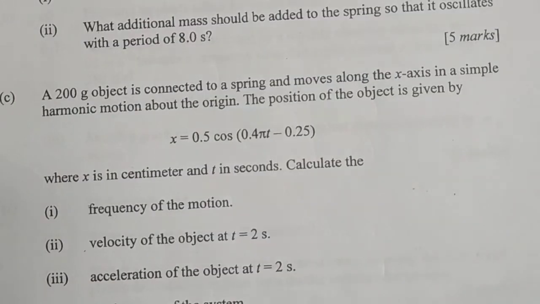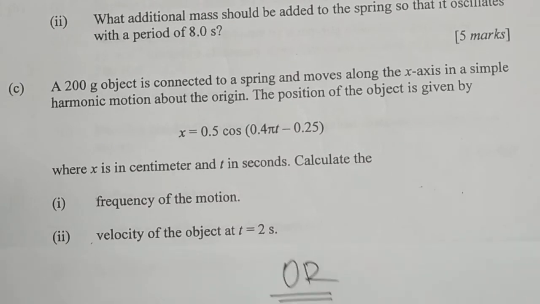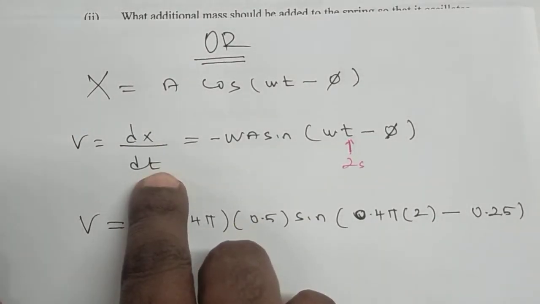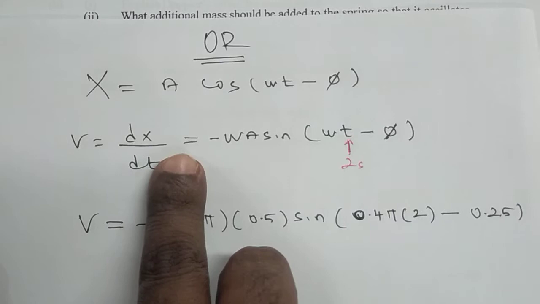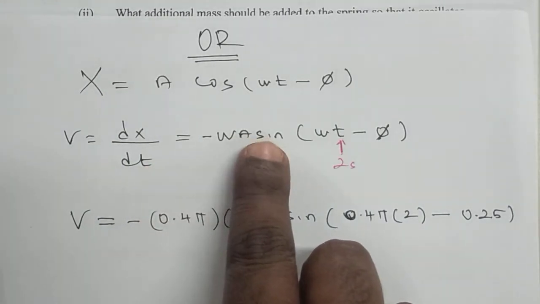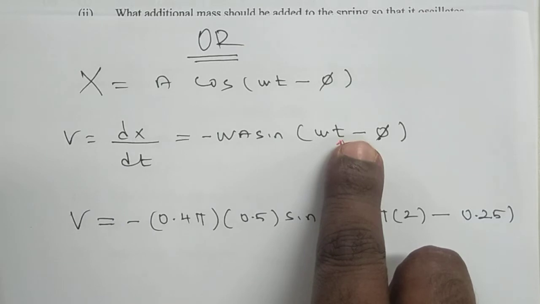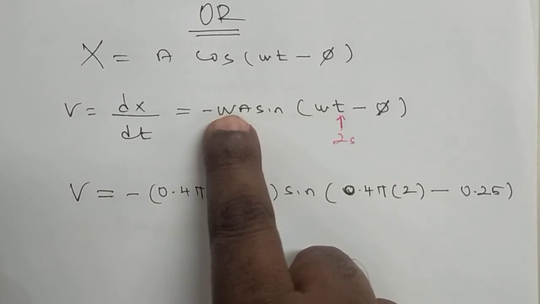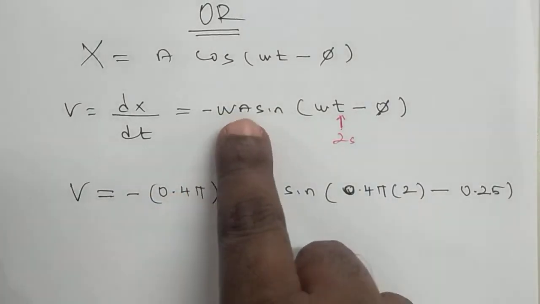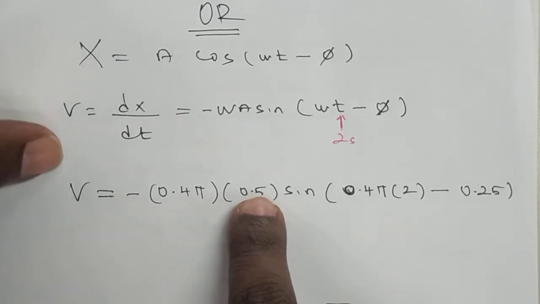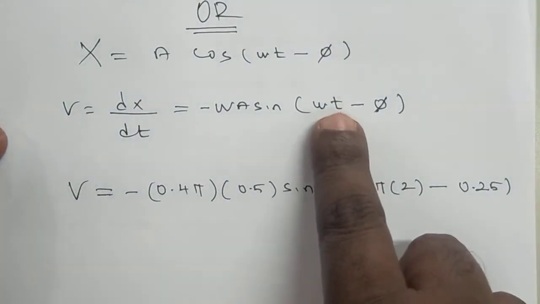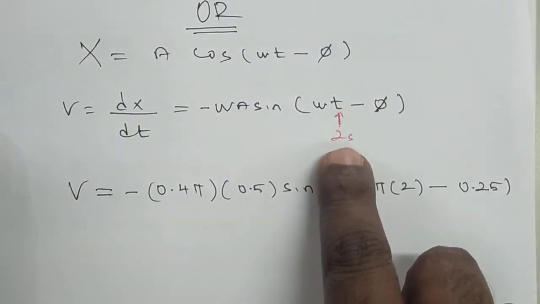Or you can find the velocity of the object at t equals 2 seconds by using the calculus method. When we differentiate x with respect to t, we will get velocity, which equals negative omega a sine in bracket omega t minus phase angle. So we know that omega equals 0.4 pi, amplitude is 0.5 centimeter, for the displacement x at t equals 2 seconds.